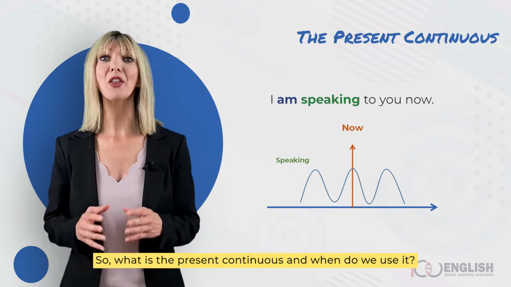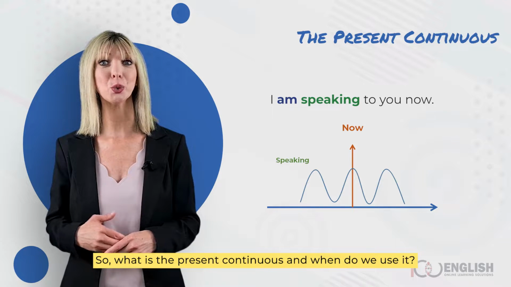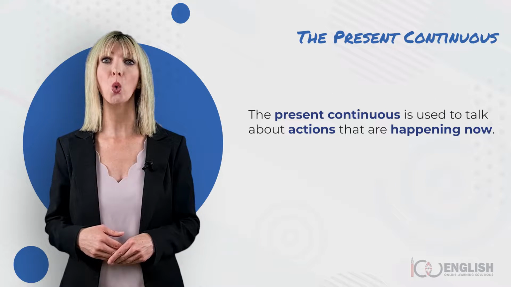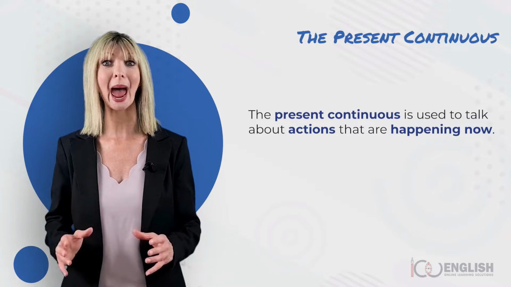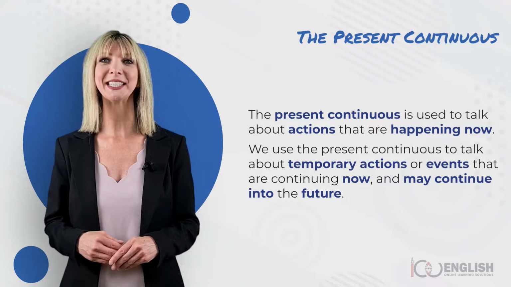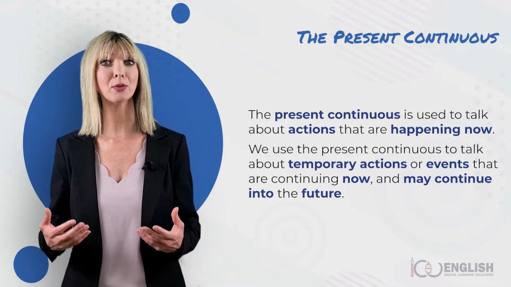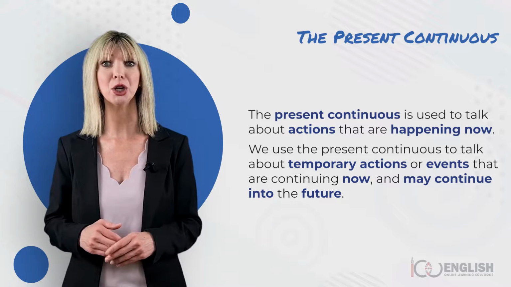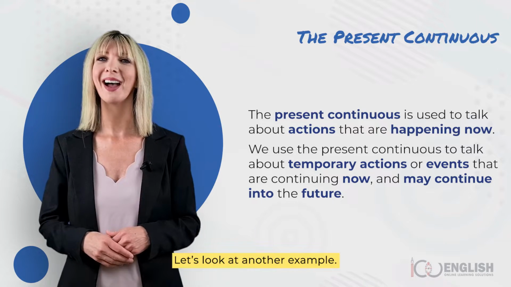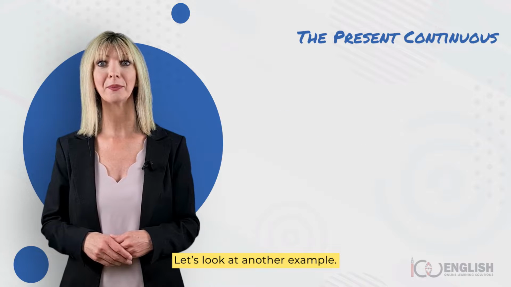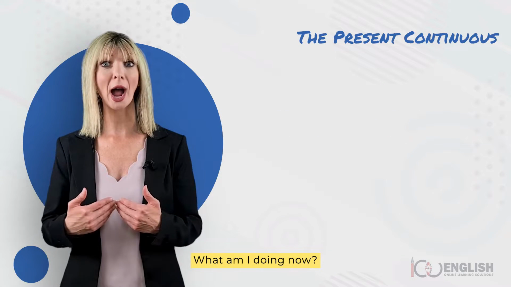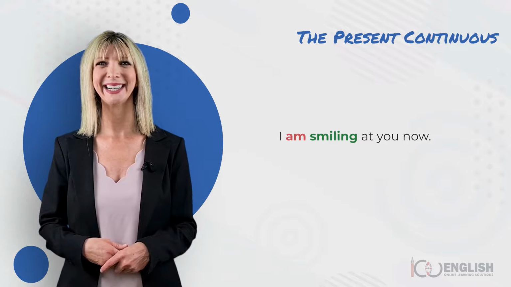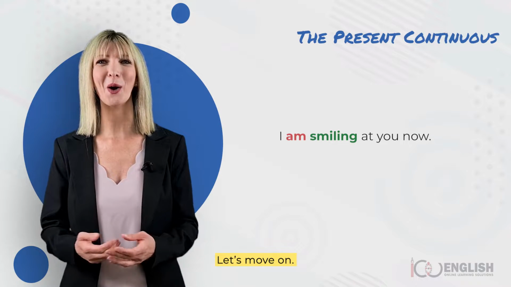So, what is the present continuous and when do we use it? The present continuous is used to talk about actions that are happening now. We use the present continuous to talk about temporary actions or events that are continuing now and may continue into the future. Let's look at another example. What am I doing now? I am smiling at you now. Let's move on.